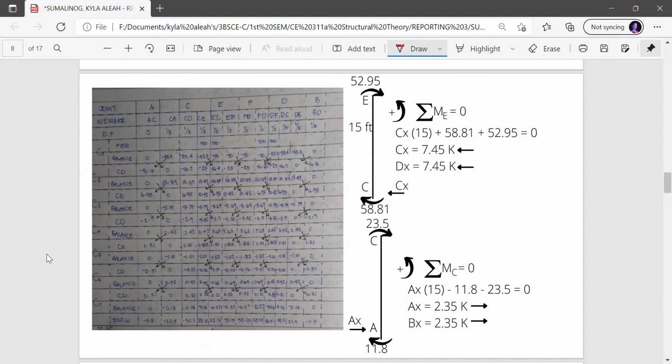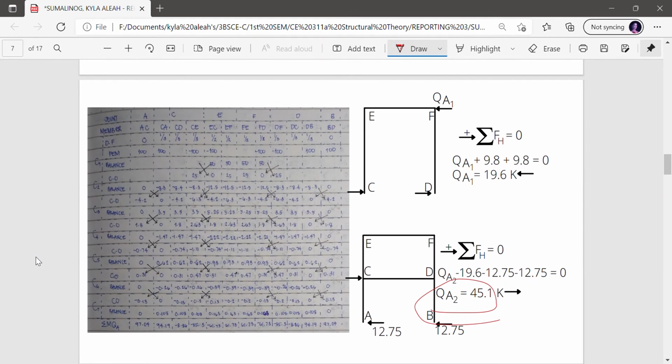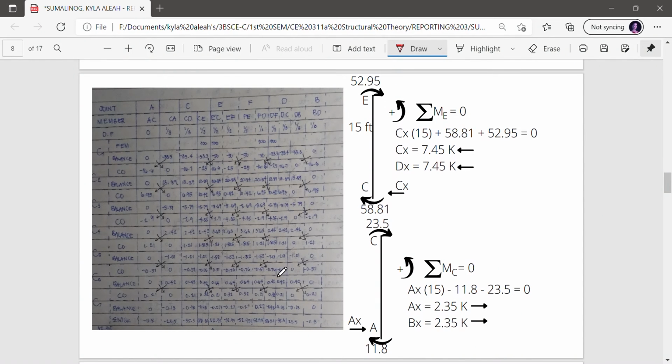So we have here our table. It has the same process as what we have done on the summation of moments on QA. It is just that it has different values for the FEM. There are only fixed end moments at CE and EC, and then FD and DF. The rest are zeros. So the same process on the crossover, which is 0 divided by 2, and then plotting it on the crossover. So that's it.